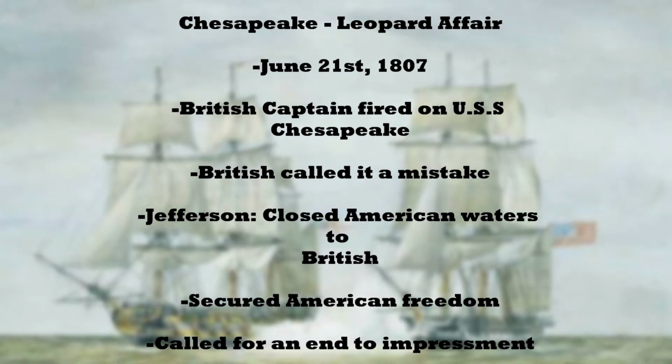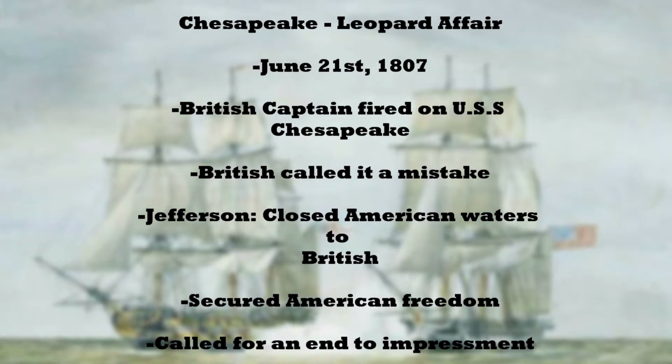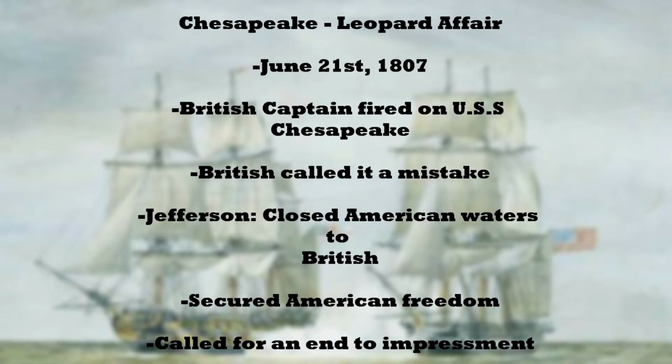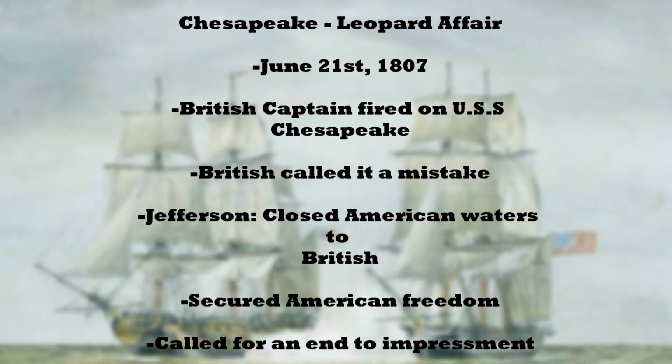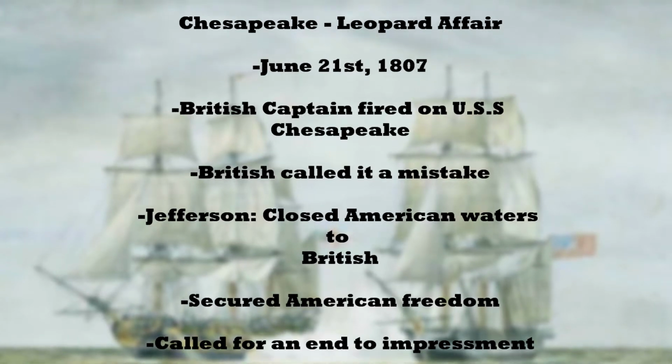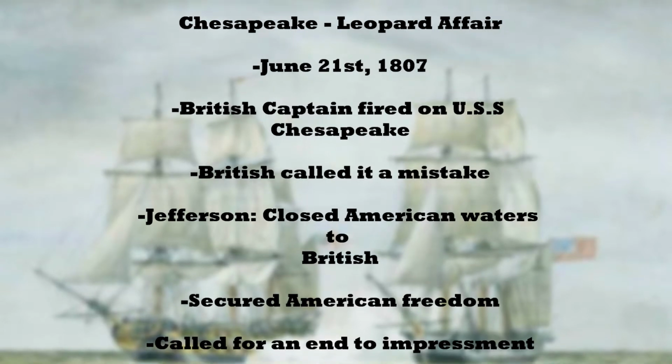The American people cried to President Thomas Jefferson to fight back, but instead, Jefferson chose a diplomatic course in that he closed American waters to British warships, secured the freedom of the deserters, and demanded an end to impressment. The British apologized for the Chesapeake-Leopard affair, stating that it was a mistake, and paid for damages. However, Britain continued its free reign on impressment on American citizens.